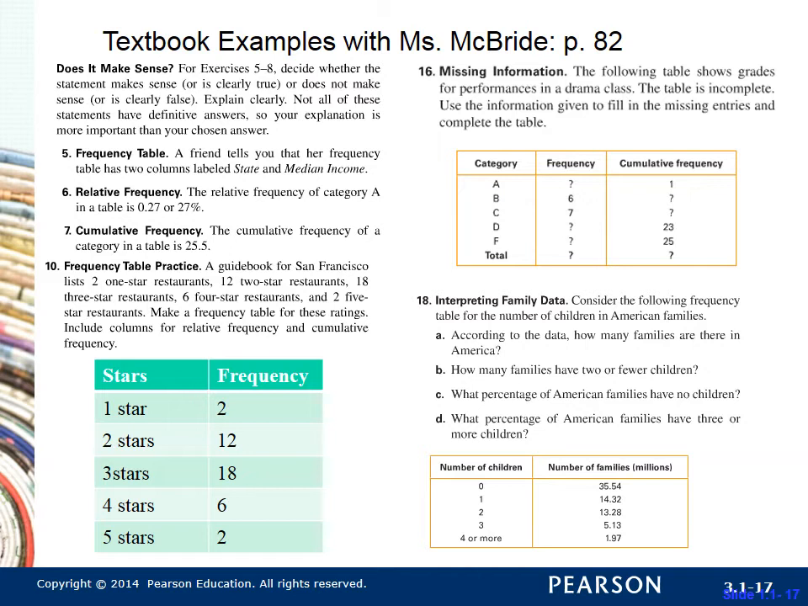Now my cumulative frequency, remember I add as I go. So for the first row, my cumulative frequency would be 2. For my second row, my cumulative frequency would be a combination of the 1 and 2 stars. So that would be 14. My third row would be, and I just like to add them as I go, 2 plus 12 gave me 14. All right, so then I just hit plus 18, gives me 32 for my cumulative 3 stars.